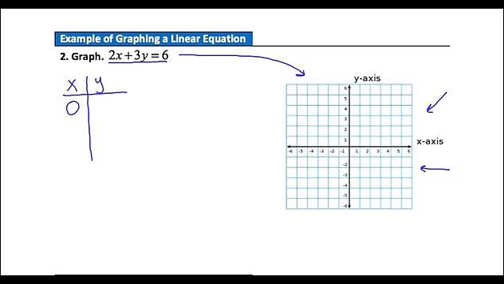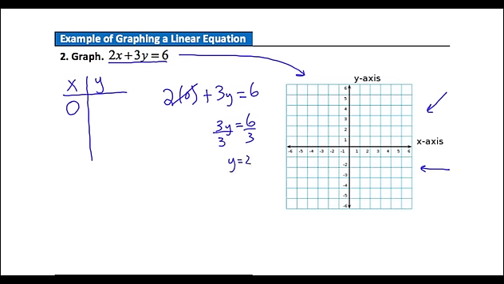Now what I'm going to do is plug 0 in for x and see what value of y I need to make this a true statement. So I'd say, okay, 2 times 0 plus 3y equals 6. And again, 2 times 0 is 0. That's kind of why I picked it. So that's going to drop right out, and I'm going to be left with this statement, 3y equals 6. Now it's a very simple equation that we could solve.